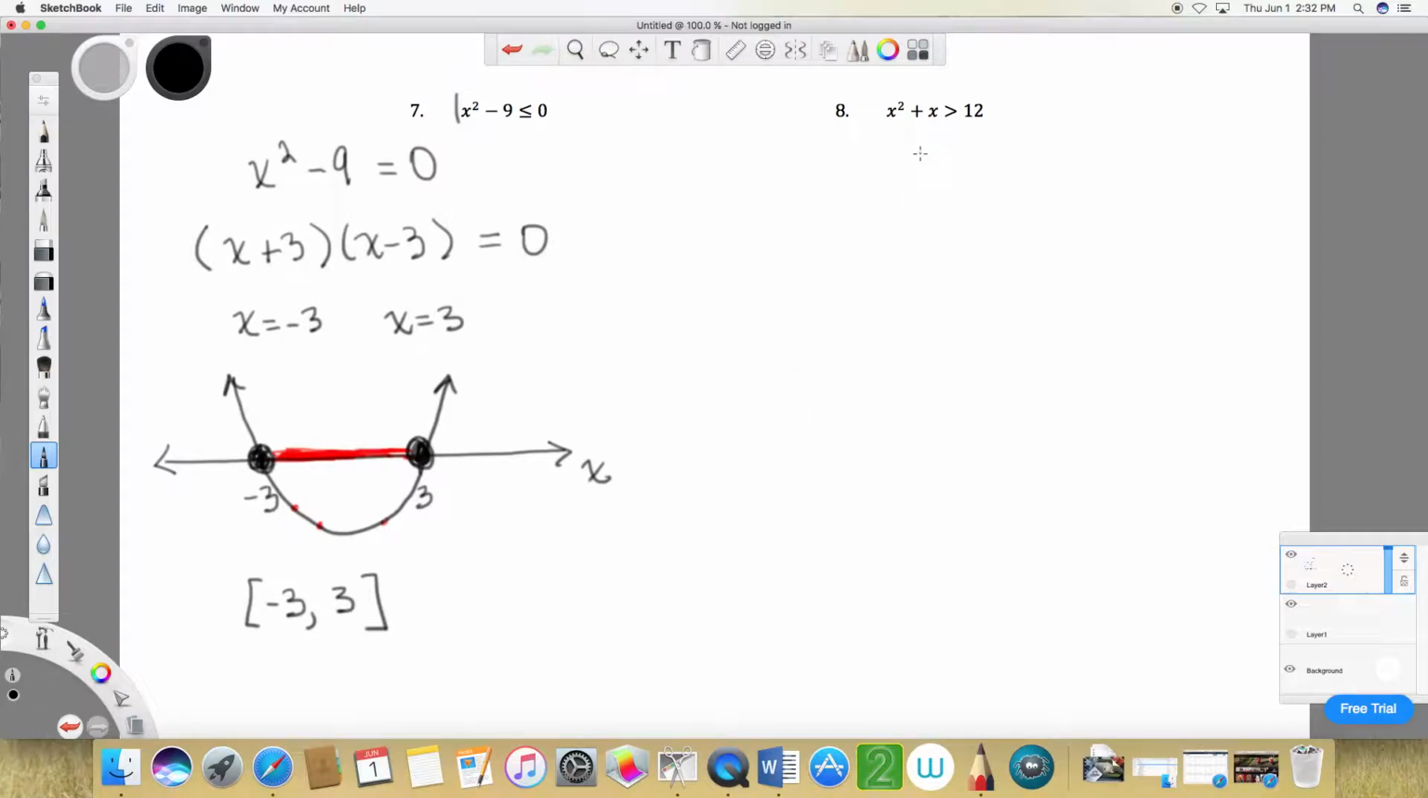Now, let's look at this next inequality. Let's write this in standard form. I've got x squared plus x minus 12 is greater than 0. But I'm not going to jump in and just solve this inequality straight away. I'm going to first find these critical points, these boundary points, by writing this as an equation.